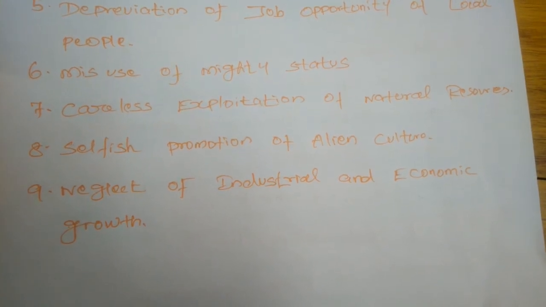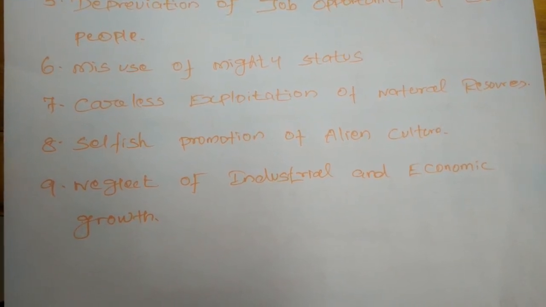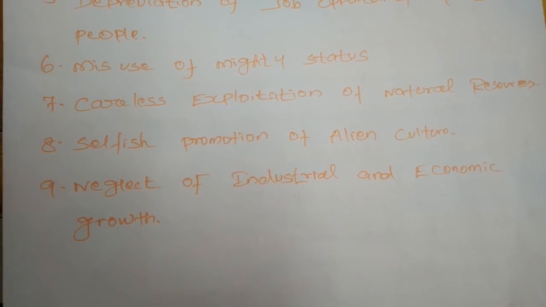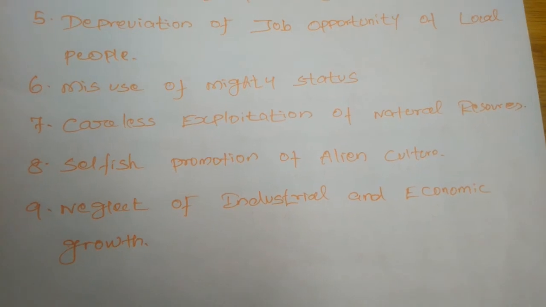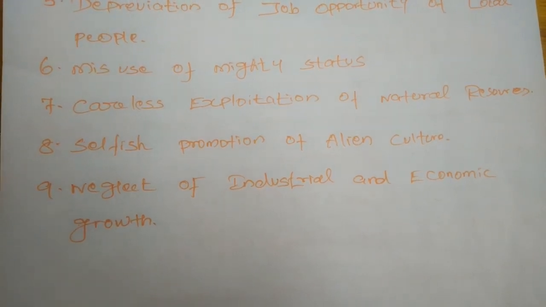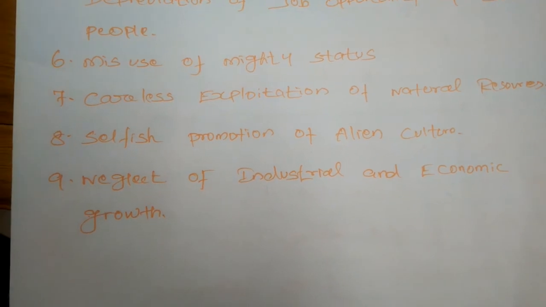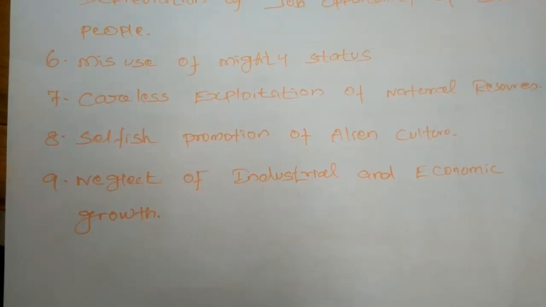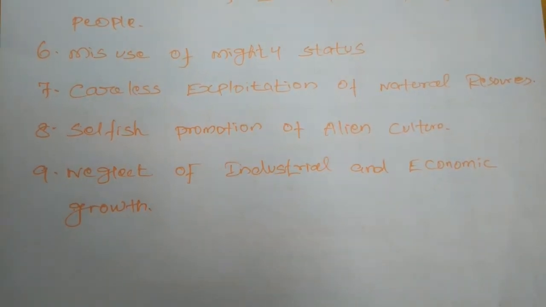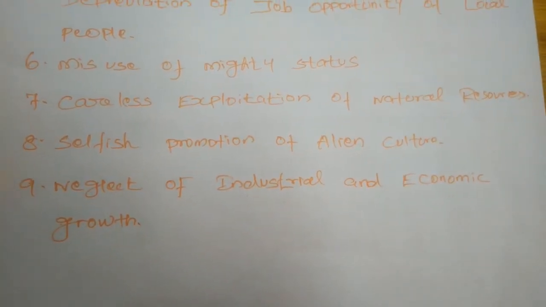Next, misuse of mighty status. Multinational companies are powerful economic entities. They can afford to bear losses for a long while in the hope of earning huge profits, once they have entered local competition and achieved monopoly. First they come and stop the local monopolist. After that, in course of time, the multinational company itself becomes a monopolistic one, because after depriving local people of job opportunities and collapsing the domestic industries, only the multinational companies will be able to survive in the business world. So in course of time, the multinational companies can become the monopolist.